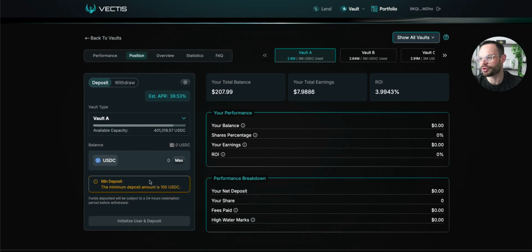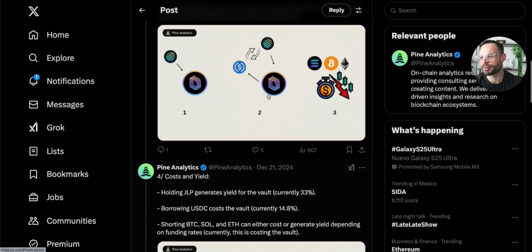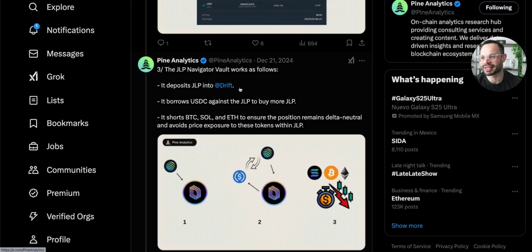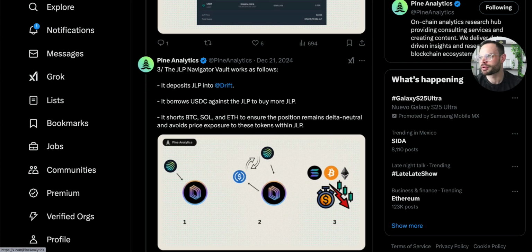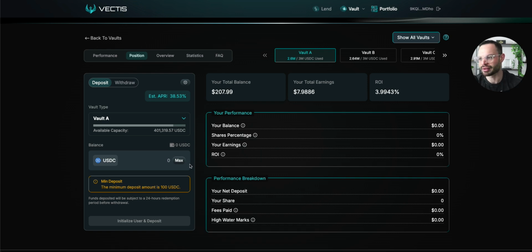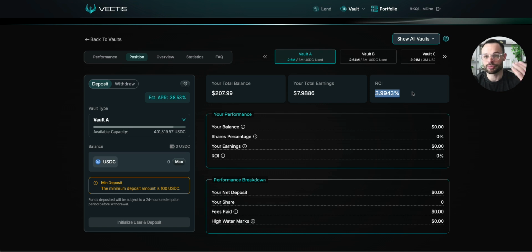So again, with this particular vault, you deploy into it with USDC, and everything else from that moment onwards is being automated by the vault itself. All the steps that we just looked at, from purchasing the JLP token, deploying it into Drift, setting up the lend borrow, and creating the short positions against Bitcoin, Solana, and Ethereum, that is all completely automated by the vault. All you have to do is deploy your capital stablecoin into the vault itself, and it takes care of all the rest and simply generates your total earnings and gives you an ROI based on time in the pool and based on what you've generated since you entered your capital.